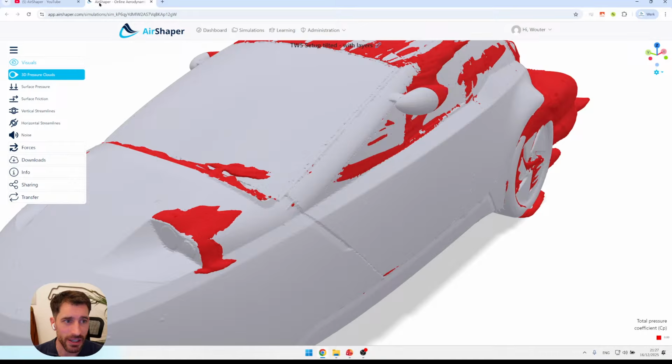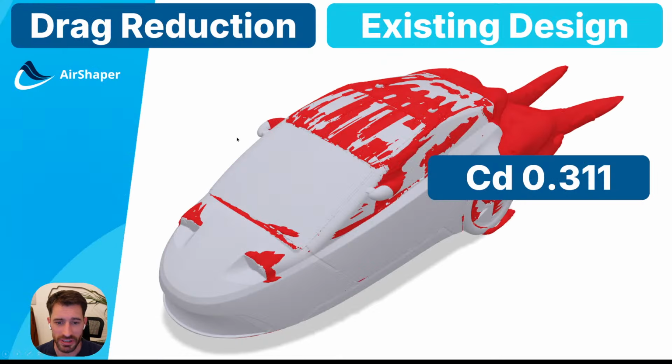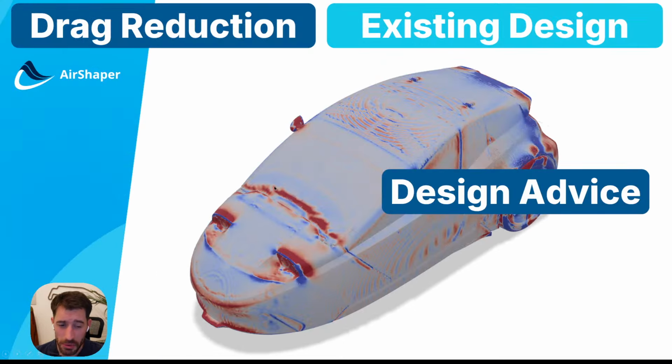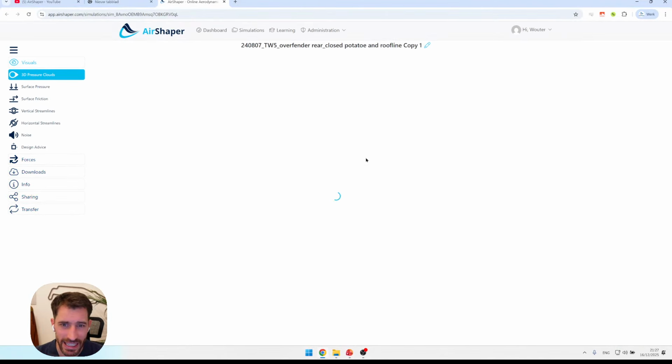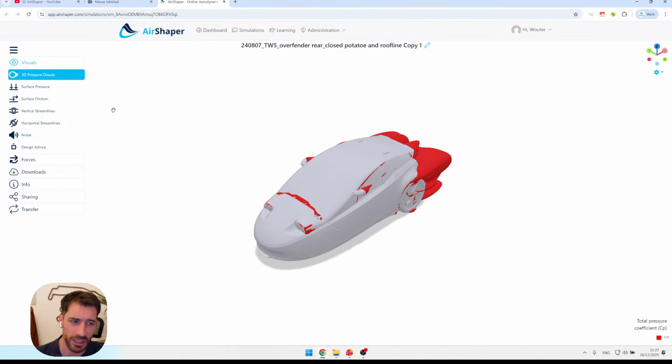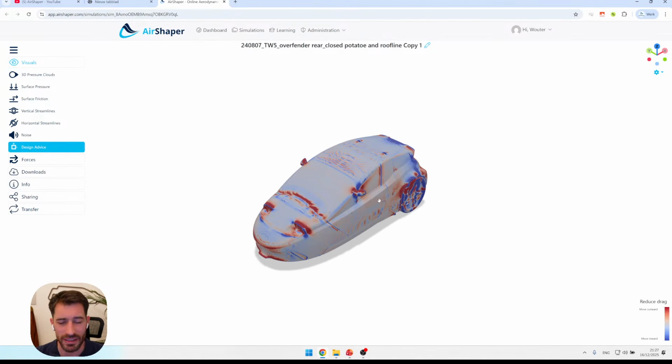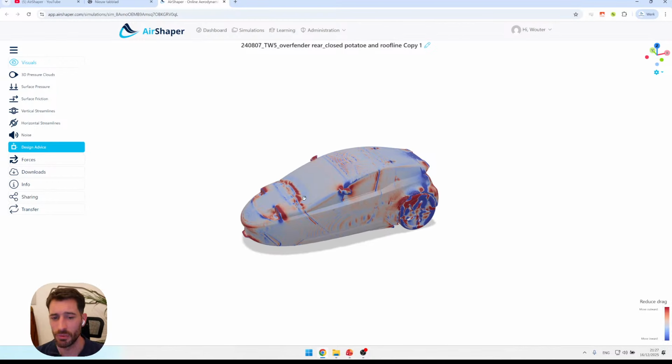So if I go back to our presentation, we wanted to know how to improve this design. And to that end, we ran a design advice simulation on AirShaper. Now, design advice is based on what the industry calls an adjoint simulation. An adjoint simulation is an extra simulation that you can run after you have finished your normal simulation.